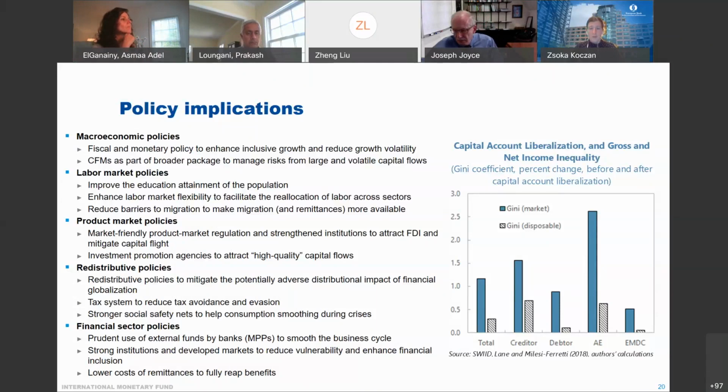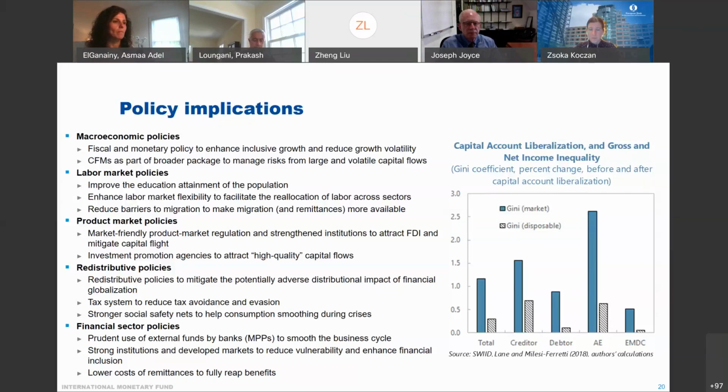Smoothing and facilitating reallocation across sectors is also important, as capital flows are often concentrated in particular sectors and particular regions, while there are others that are left behind. So here, enhanced labor market flexibility and other policies that help reallocation across sectors can maximize the gains from these flows.